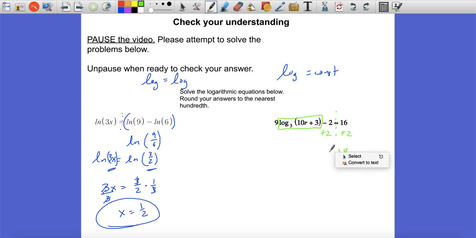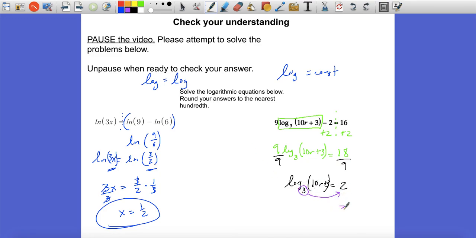So I've got 18 is equal to 9 times what's in the green rectangle. So we're going to now divide by 9, because it's not isolated fully yet. So now it's equal to 2. Now we're fully isolated. Log base 3 of our argument, 10r plus 3, equals 2. So we want to rewrite in exponential form. Identify our base, swoop it, rewrite it in exponential. So 3 to the second equals 10r plus 3, because our log disappears when we remove its base. And now we just simplify and solve for r.